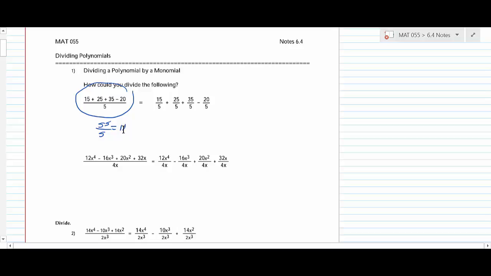Okay? What I'm trying to show you is you could break this up. You could do just 15 over 5, 25 over 5, 35 over 5, and so forth. Let's see if we get the same answer. So 15 divided by 5 is 3. 25 divided by 5 is 5. 35 divided by 5 is 7. And then you have a subtraction. 20 divided by 5 is 4. Well, let's see if we also get 11. Well, 3 plus 5 is 8, 8 plus 7 is 15, and then 15 minus 4 is 11.